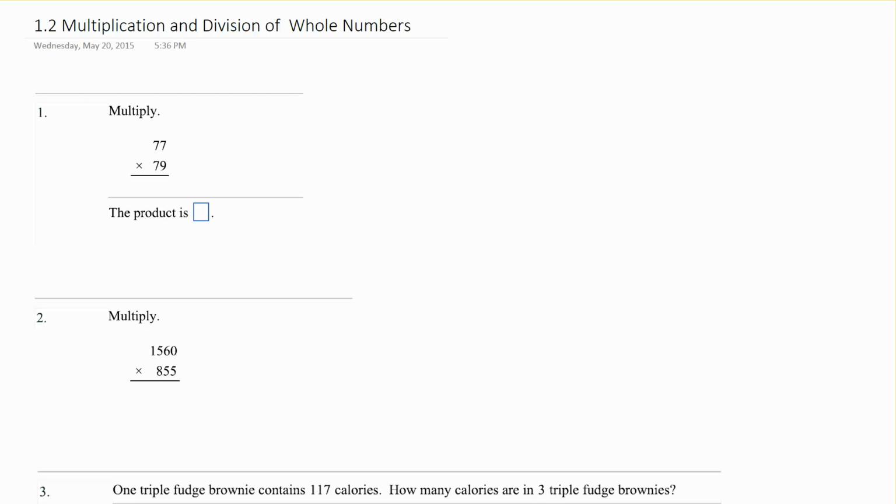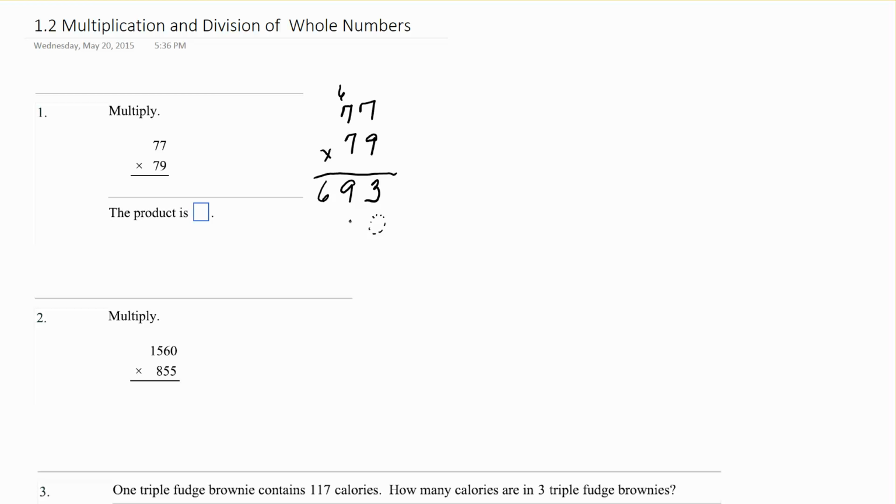Now, on to this. If I'm going to multiply 77 times 79, 9 times 7 is 63, carry the 6. 9 times 7 is 63 again, and then add 6 is 69. Now I scoot over to multiply by the 7. This 7 is in the tens place. Because it's in the tens place, that means that it would end in a 0 if I multiplied by 70. So I just put a 0. Some people just leave a blank there.